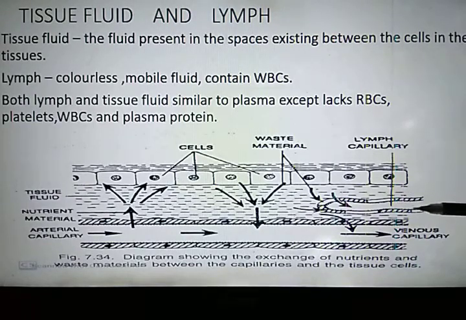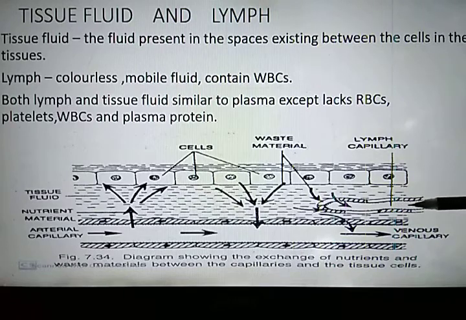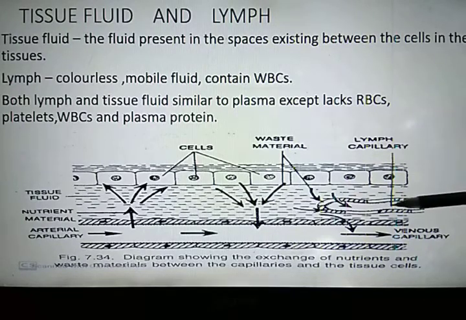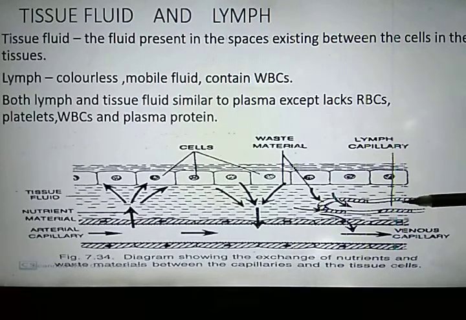Now what are the functions of lymph? This is not in your syllabus, but you have done in your class 10th that extra tissue fluid drains out into the lymph capillaries. Then it carries nitrogenous waste and carbon dioxide. In the intestine, these lymph capillaries form lacteals which absorb the digested fat. WBCs present in the lymph are responsible for the immune response, and it is also an important carrier of hormones and nutrients.